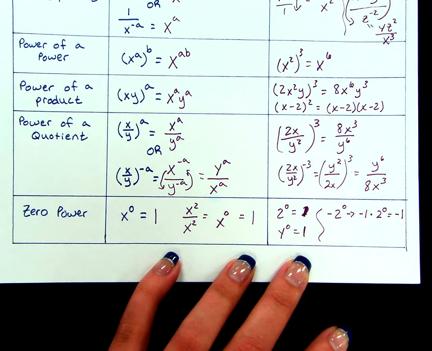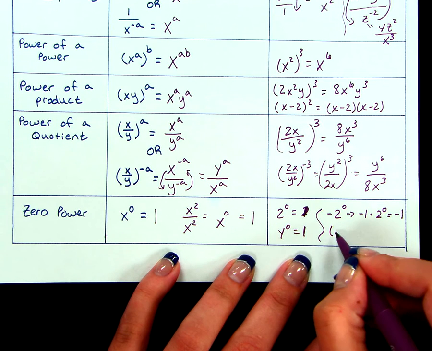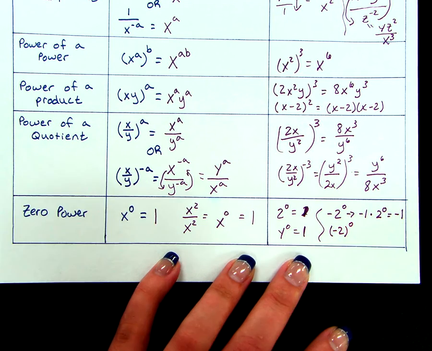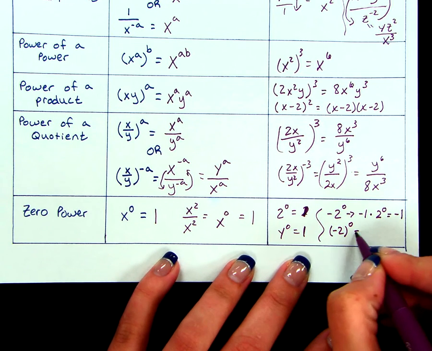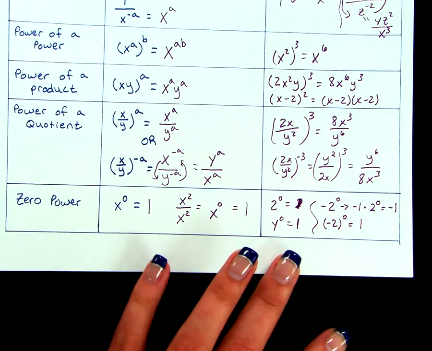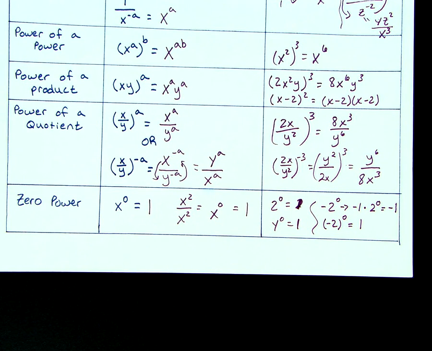Now, if the negative is inside a parenthesis, so let's say I had parenthesis negative 2 to the 0 power, then this would simplify to be a positive 1. So you just have to make sure that you're paying attention to your signs and where they're at in relation to parentheses when you're dealing with powers. Okay. In the next video, we'll do some more examples.